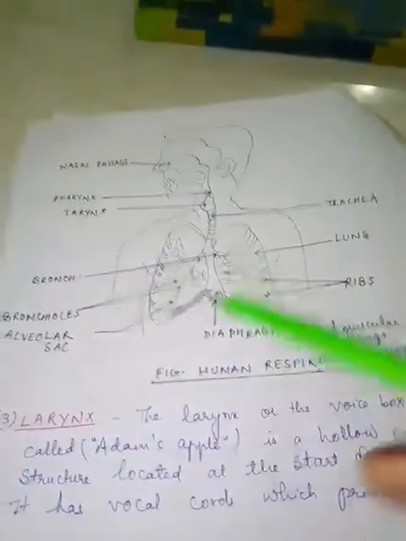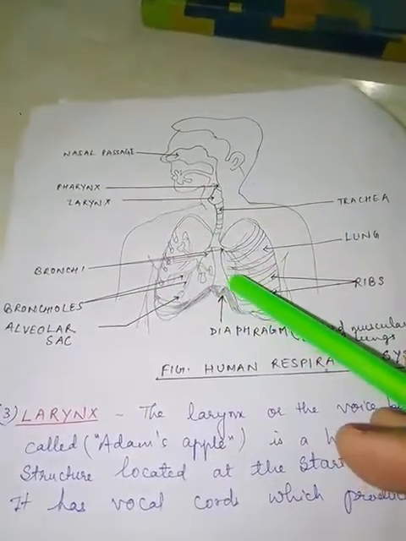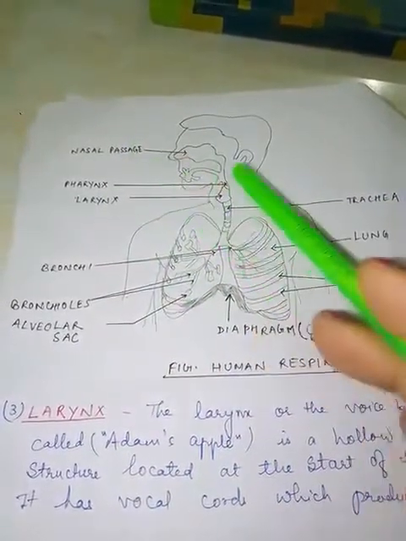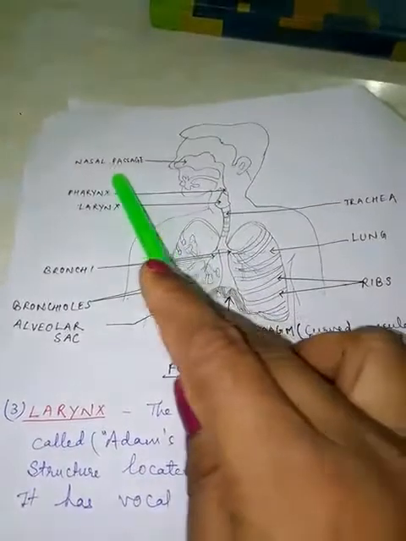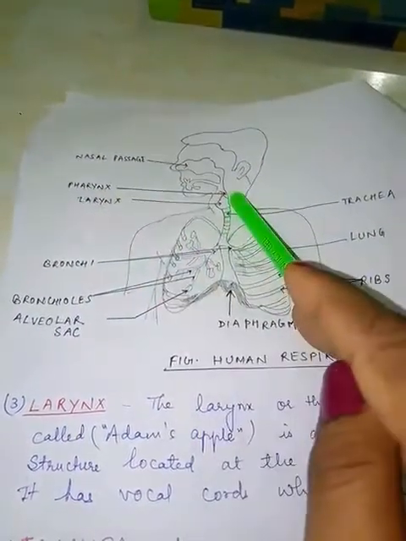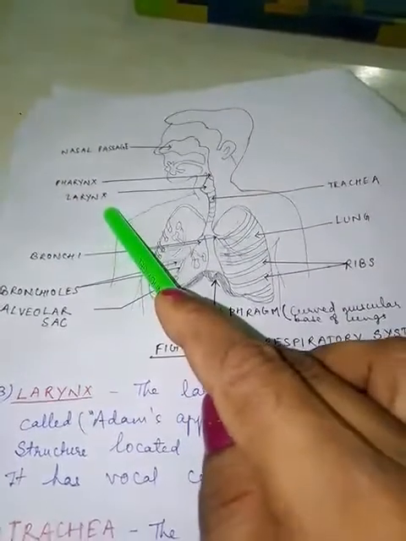Can you see this diagram? In this diagram, you will see the various parts which are involved in the respiratory system. In the last video we discussed the nasal passage and the pharynx. And now we will discuss the larynx first of all.